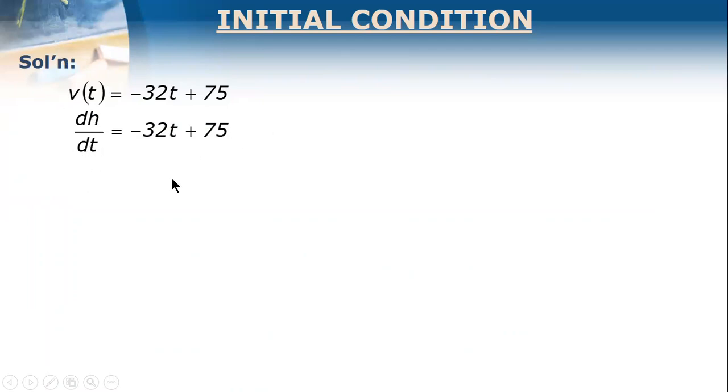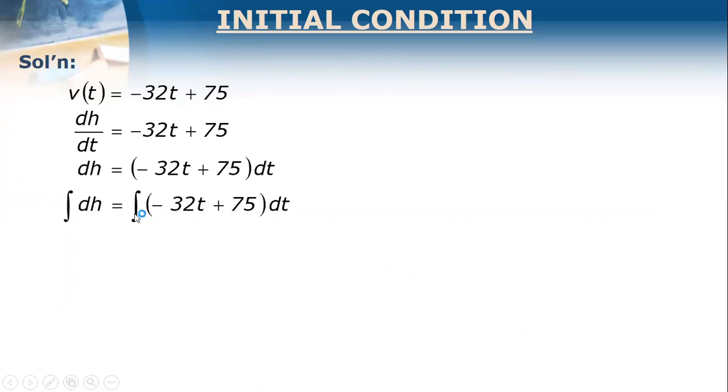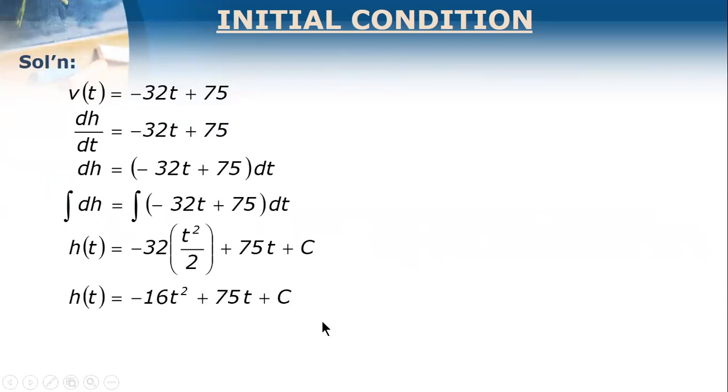Cross multiplying dt, we have this, and we integrate. The integral of dh is just h as a function of time. The integral of negative 32t is negative 32 t squared over 2, plus 75t plus C. And then we have this one. So let us solve for C.